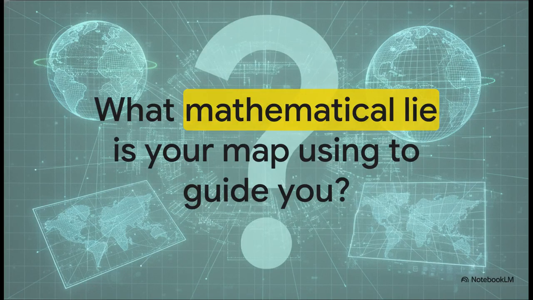So I'll leave you with this final thought for this explainer. Every map is a compromise between the reality of our 3D world and the limitations of our 2D screens. The math literally guarantees that perfection is impossible. The next time your car's GPS or your smartphone gives you directions, take a moment to look at the grid. Ask yourself, what specific geometric trade-off is it making to get you to your destination?